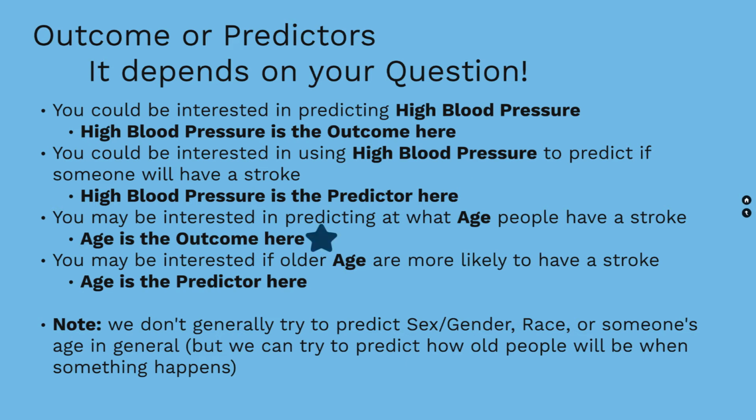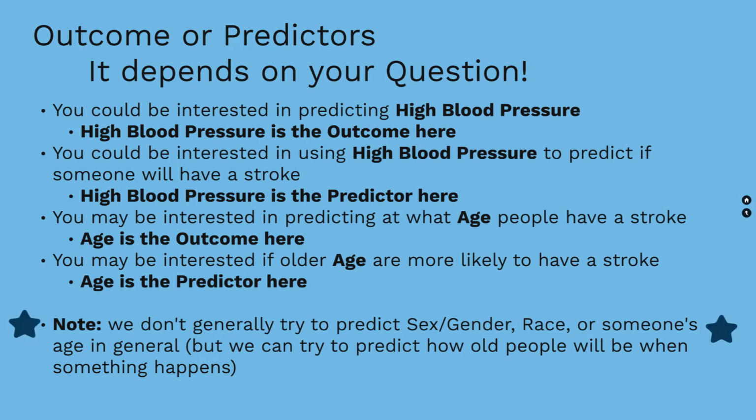You might be interested in predicting at what age someone would have a stroke, and in that case, age, or the age of an event occurring, is the outcome. You may be interested if older ages are more likely to have a stroke, and in that case, age is the predictor. So you can see it really does depend upon the question. Once you get your question defined, you'll be able to allocate your predictors and your outcomes in the appropriate places.